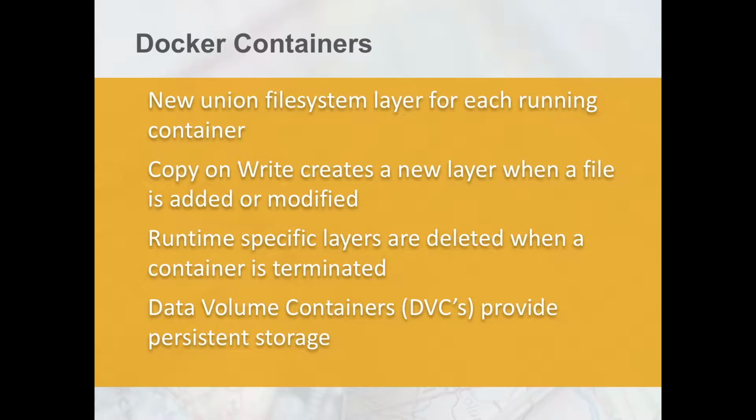So as you can see, we create a new union file system layer each time we make a change to one of those base images. This is done by using what's called copy on write. So every time we add a new file or make a change to the contents of the underlying images, we create a new layer. If you're a developer, you can think of this as branches within Git.